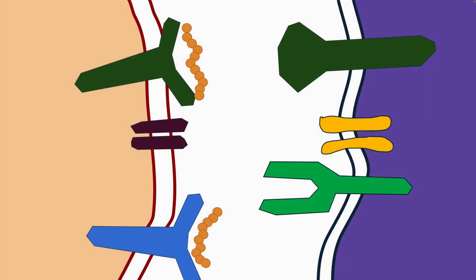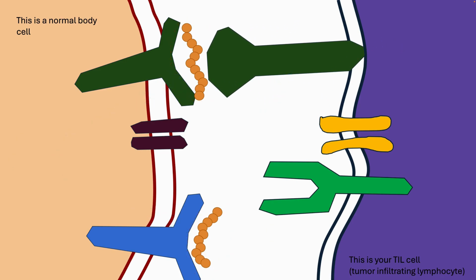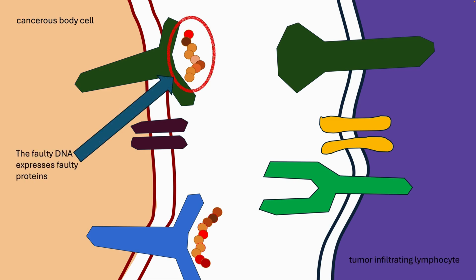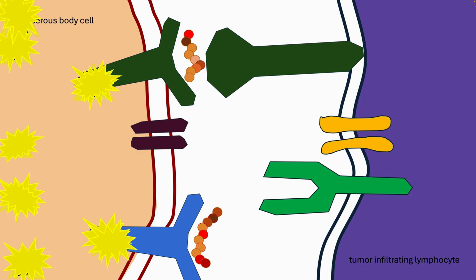Let's zoom in on some membrane-to-membrane interaction. The normal body cell will express membrane identifier proteins that indicate how healthy and what kind of cell it is. And the T cell will have an antigen receptor which can scan the proteins to check the cell. The T cell extends the antigen receptor and it checks the normal cell and leaves it alone if everything's all good. If the cell is cancerous or unhealthy, then it will usually express faulty proteins, and when the T cell recognizes it, it will flood the cancer cell with toxins and destroy it.